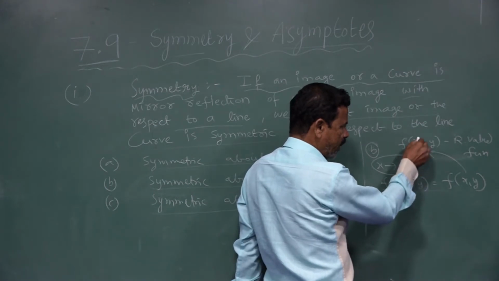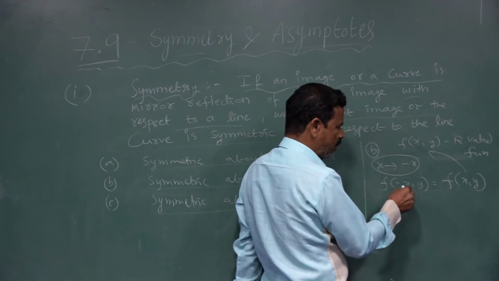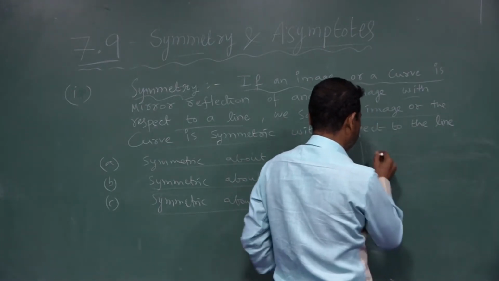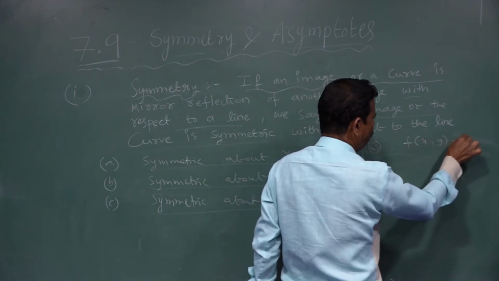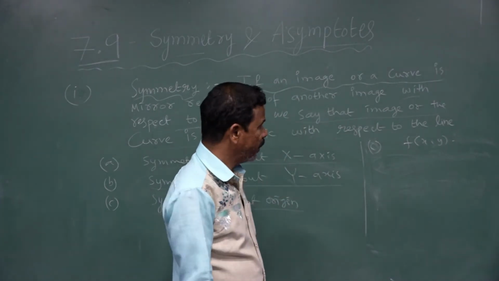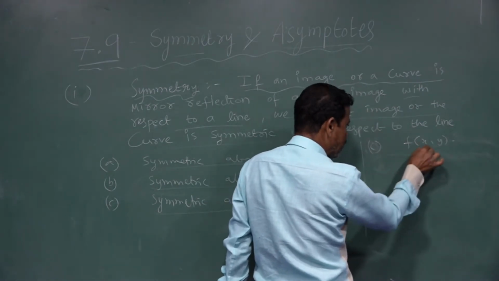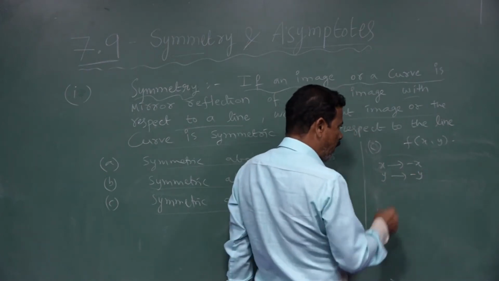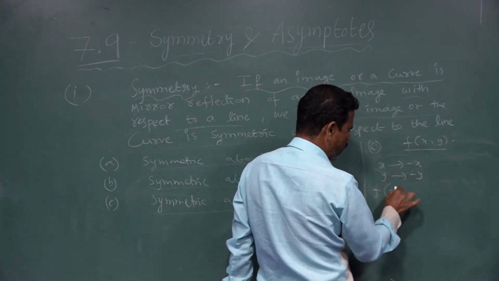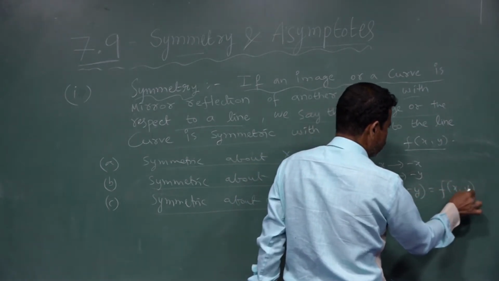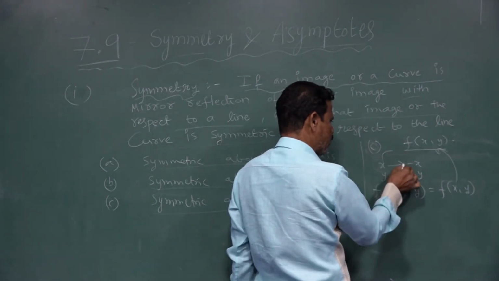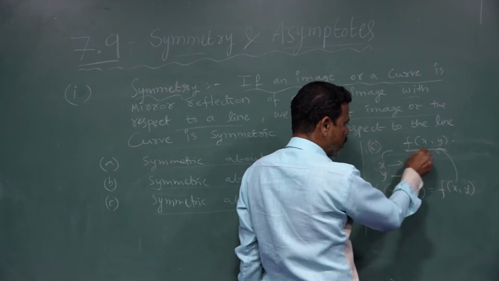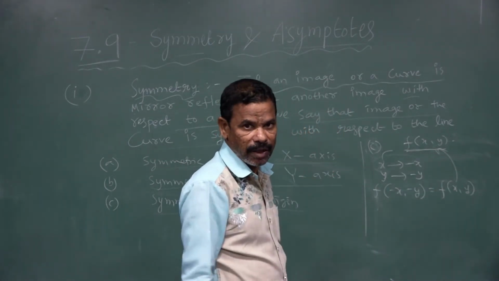When instead of x we substitute minus x and the function does not change, then this function is called symmetric about y-axis. Similarly, the third point, C: f of x comma y is also a real valued function. Here, substitute minus x instead of x and minus y instead of y, and the function does not change. That means f of minus x comma minus y is equal to f of x comma y. After substitution the function does not change, then the function is symmetric about origin.